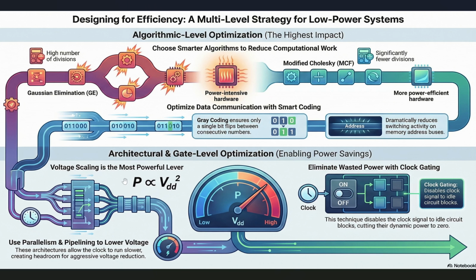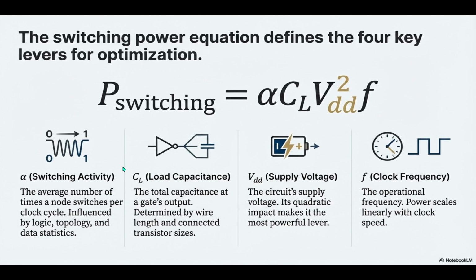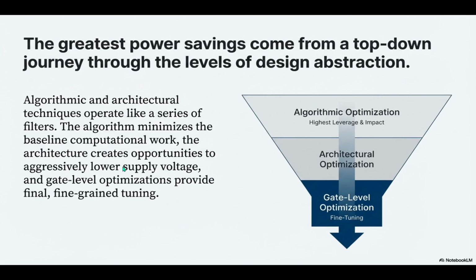So that quadratic impact is the goal. But the sources say you don't start by tinkering with the voltage regulator. The top-down approach says the biggest savings actually start at the highest level of abstraction. That's exactly right. You have to think of the design process like a funnel. Level one, the widest part, is algorithmic optimization. This is where you filter out the work from the very beginning. You choose the smartest path before you even think about code or hardware.